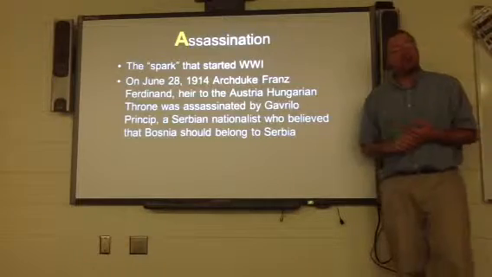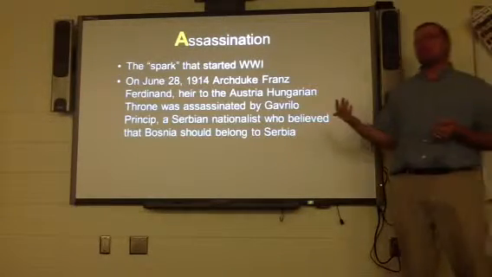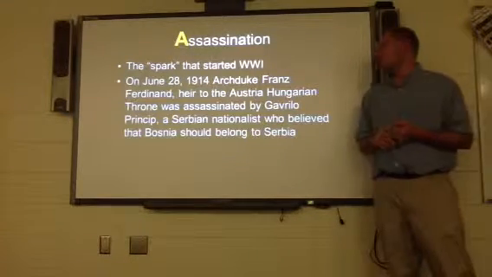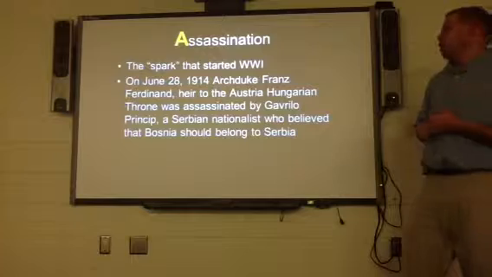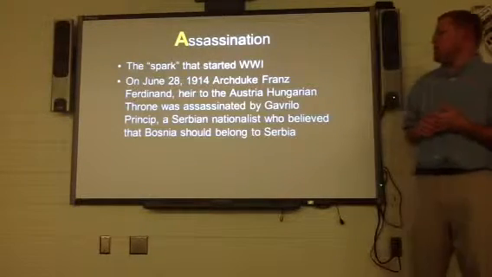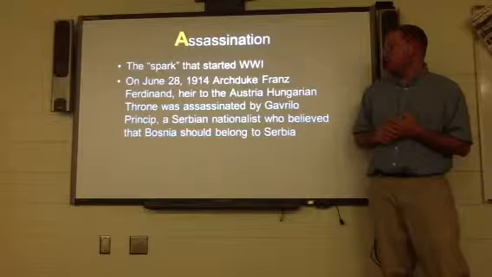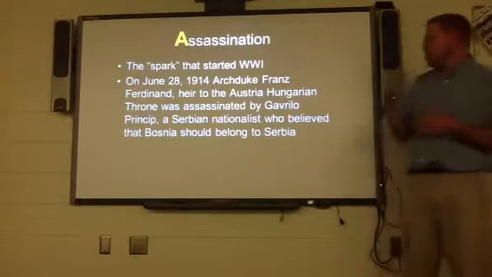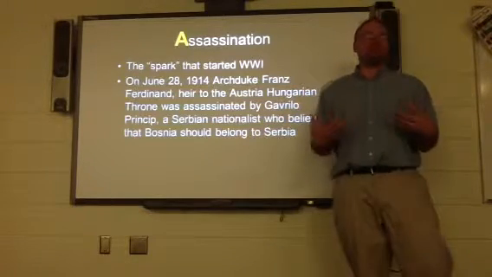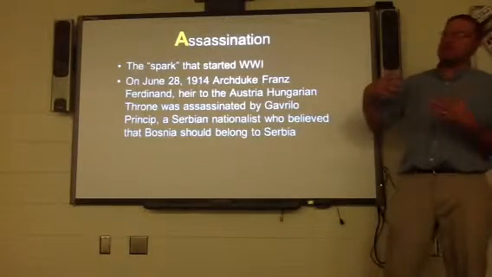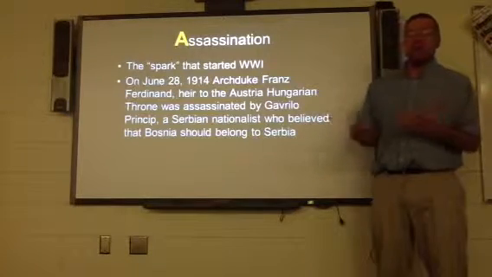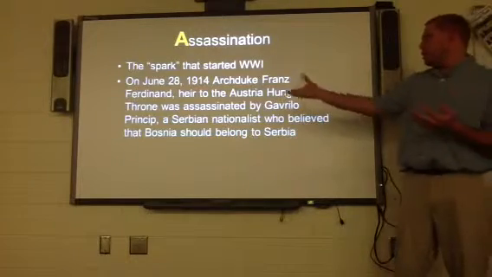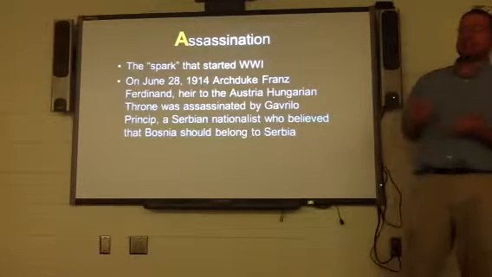Alright, the A, assassination. This is what we call the spark that started World War I. On June 28, 1914, Archduke Franz Ferdinand, heir to the Austrian-Hungarian throne, was assassinated by Gavrilo Princip, a Serbian nationalist who believed that Bosnia should belong to Serbia. So a nationalist is somebody that really strongly believes in their country. It doesn't necessarily have to be a country. It can be just a group of people. And he believed that Serbia should control Bosnia. And he was willing to assassinate somebody.